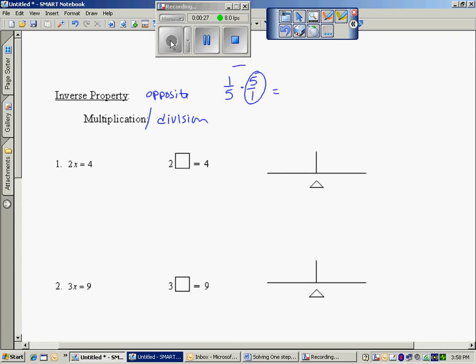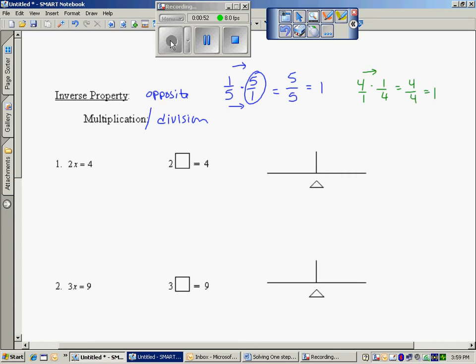Multiplying fractions, multiplying their numerators, multiplying their denominators, 5 divided by 5 is 1. The opposite of 4 is 1/4. So the opposite is like taking the reciprocal or flipping that fraction over. Multiplying straight across, I get 4/4, which equates to 1.